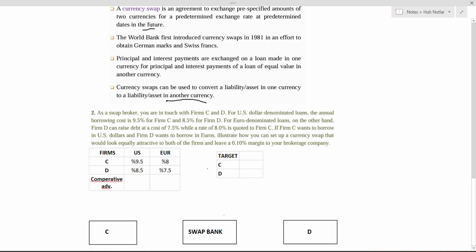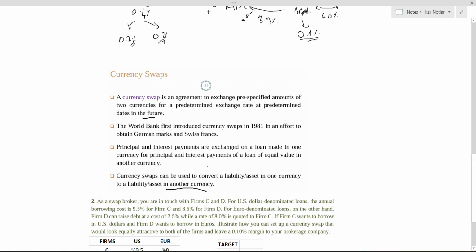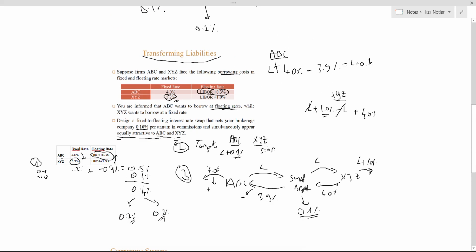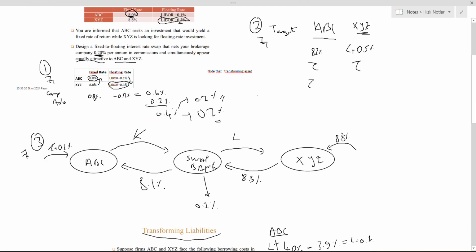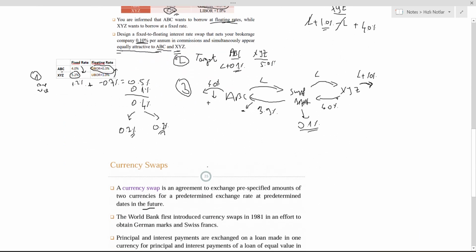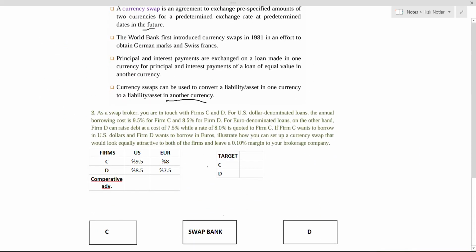So the logic is the same actually. We already talked about how we can design a swap when transforming liabilities under the interest rate swap, or how we can transform our assets under interest rate swaps. Actually the logic will be the same, we will follow the same steps. So okay, let's start the question.